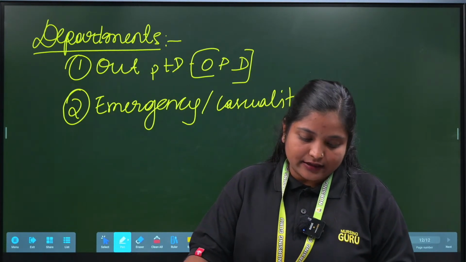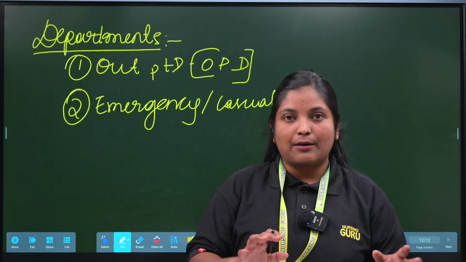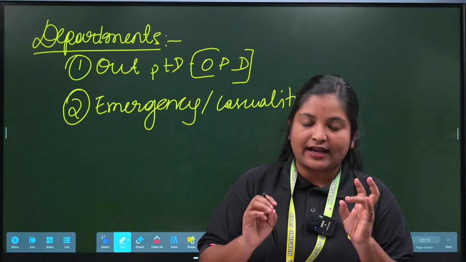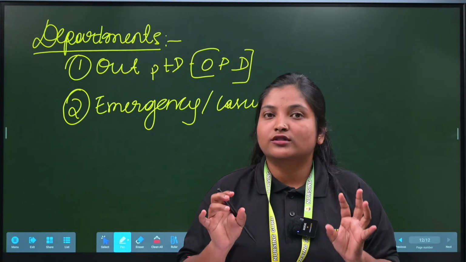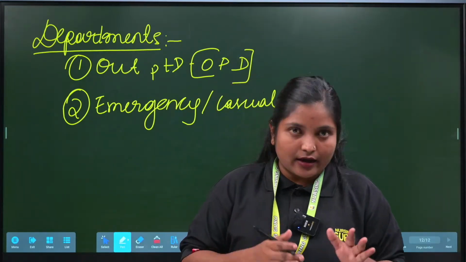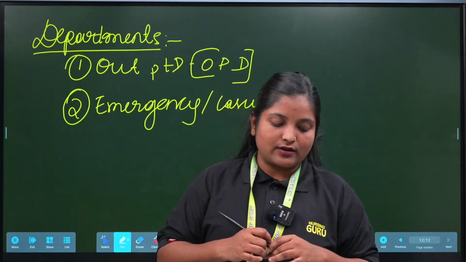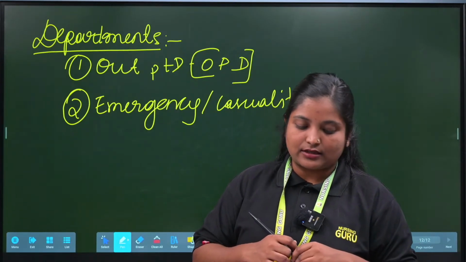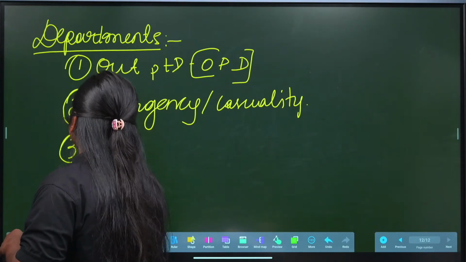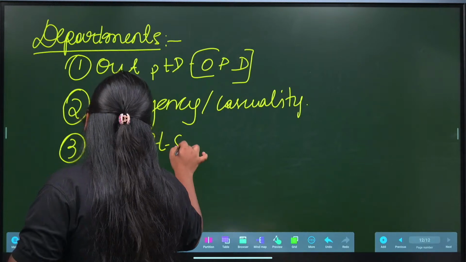And the next is casualty, which handles emergency situations like breathlessness, breathing difficulty, and accident patients. Any trauma or injured patients will come to casualty or the emergency. The next department is inpatient services.